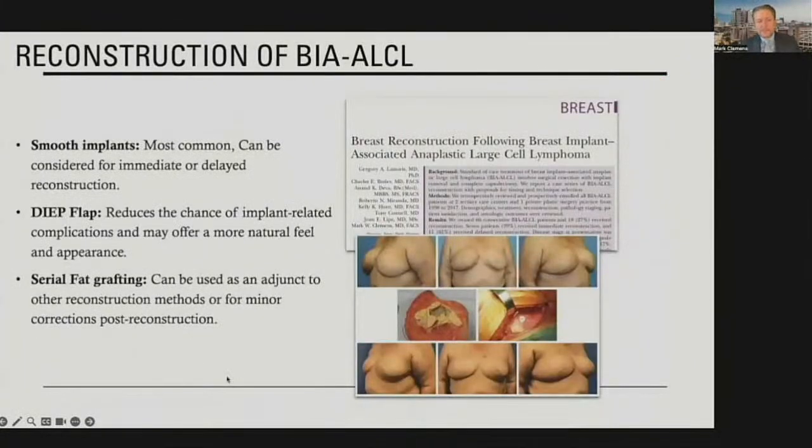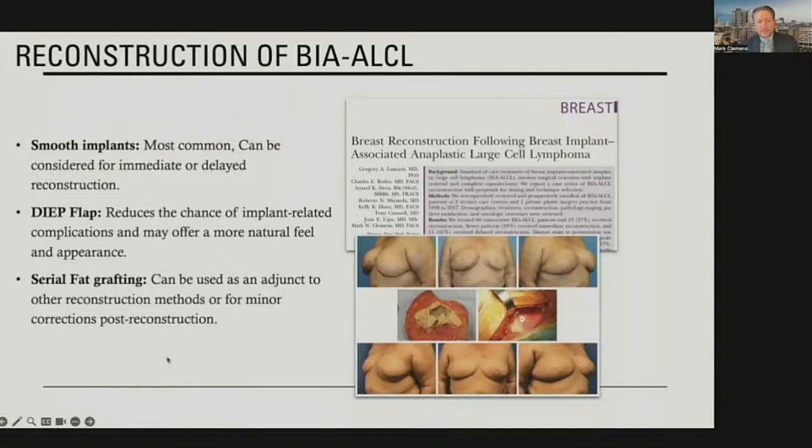Now, we also recommend that you can perform immediate reconstruction of these patients at the time when this is removed. And so all of the patients in this series had an en bloc resection and an immediate reconstruction. Our most common type of immediate reconstruction is smooth implants, and that can be considered for both immediate or delayed reconstruction. Some patients will get a flap reconstruction utilizing their own tissue, skin, and fat, either a DIEP or a TRAM flap. And other patients have been treated with serial fat grafting.